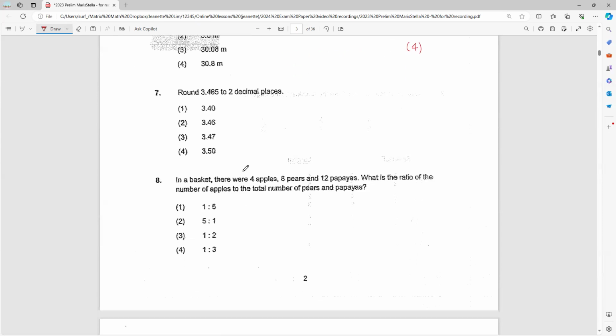Round 3.465 to 2 decimal places. You want to keep 2 decimal places, but this number depends on the next number behind. It's a 5, so you round it up. 3.47.